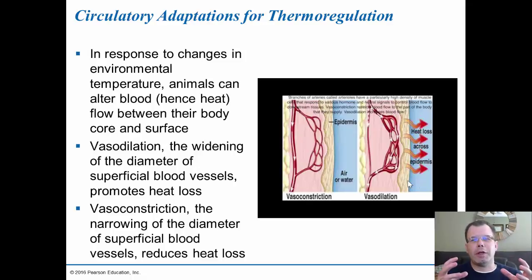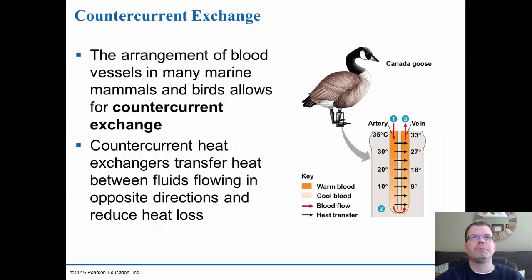Vasoconstriction is the opposite. What it does is it closes off the blood vessels and maintains the blood primarily in the major vessels. And so it reduces heat loss, and then it also triggers the muscles to start shaking, which is the shivering part. That's the vasoconstriction part of it. So our blood vessels dilate and constrict depending on how warm or cold we are. And so that's another important mechanism to maintain temperature.